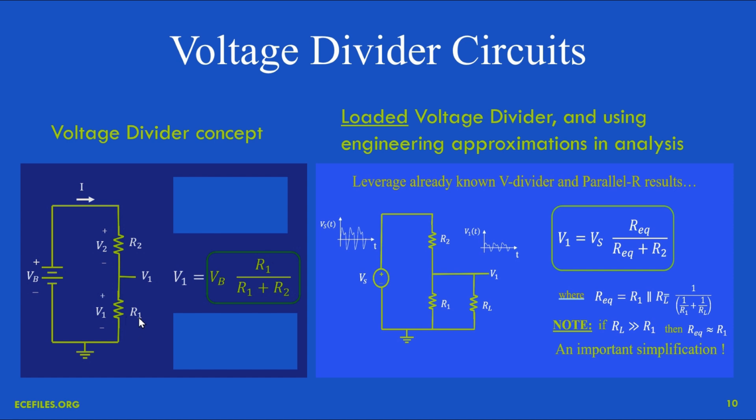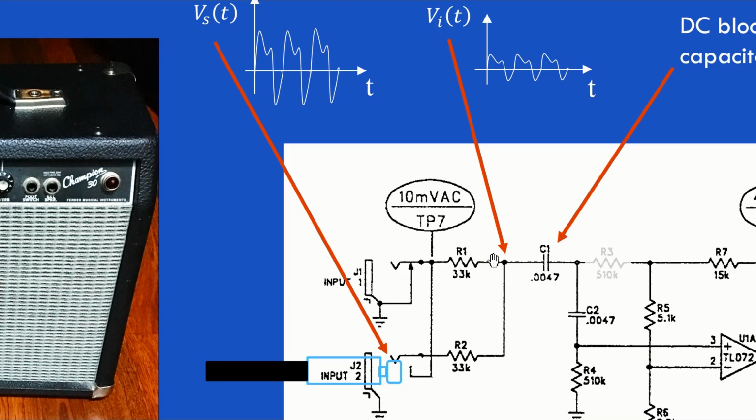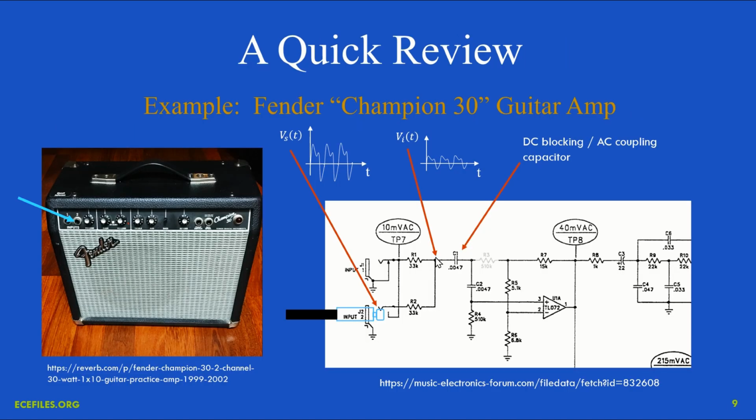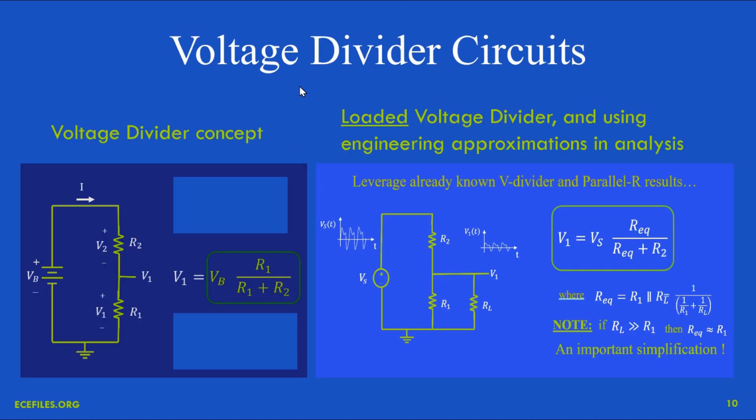So for example, if R1 is 1k ohms and R2 is 9k ohms, then the total is 10. So you have 1k over 10k, which is the number 0.1. So that means the output is 0.1 times the input. Or in the case of our example circuit with 33k ohm resistors in each place, this fraction would of course be 0.5. And the signal here is only 1/2 of the input signal amplitude, as you see in the graphs.